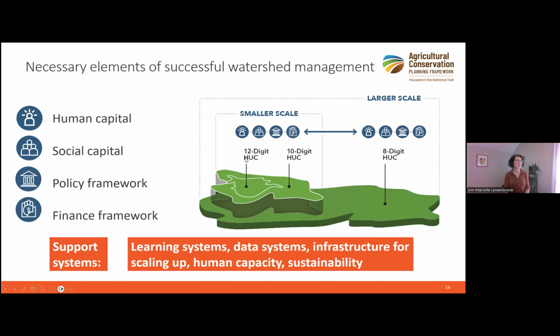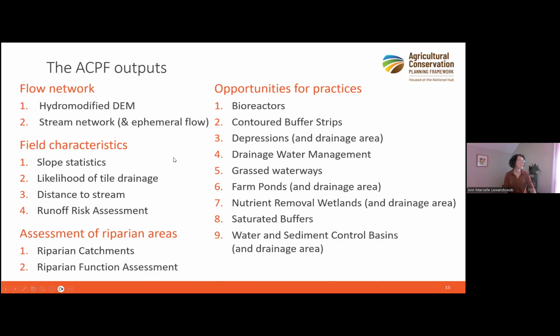In it, they take a look at how human capital, social capital, the policy framework, the finance framework, how all of these integrate at the watershed scale, and how you have to integrate from the smaller to the larger watersheds, and all of that. So check out that publication if you'd like more.